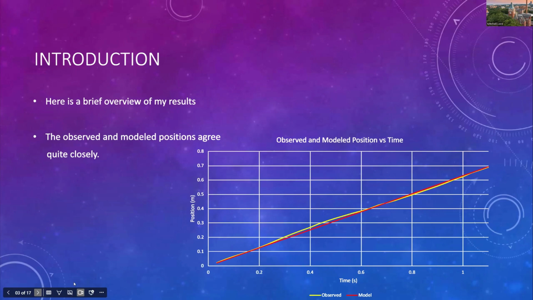And here's a brief overview of my results. The white line is my observation, and the red line is the computational model. So as you can see, they do closely approximate one another.